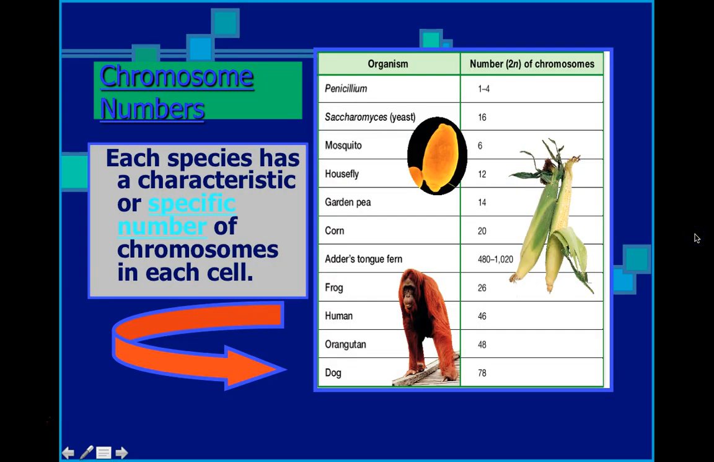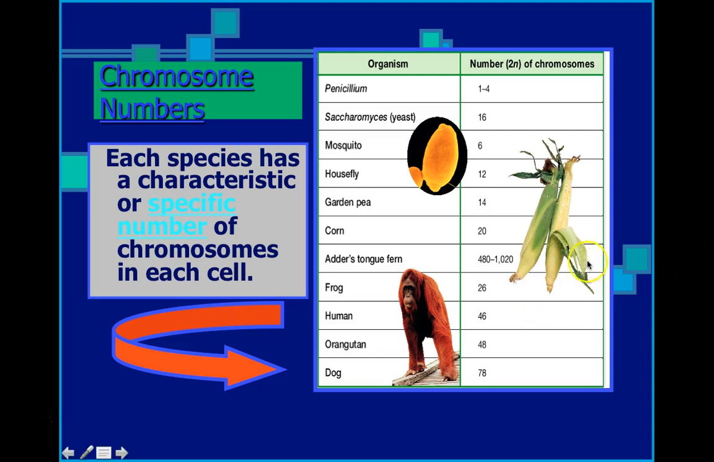So all species have DNA, and within their DNA code, they have specific genes that code for different characteristics. And this is what makes all organisms and all species different from each other. The fact that each species has a different number of chromosomes allows for a certain amount of genes to be produced, which allows for these specific characteristics to come out.